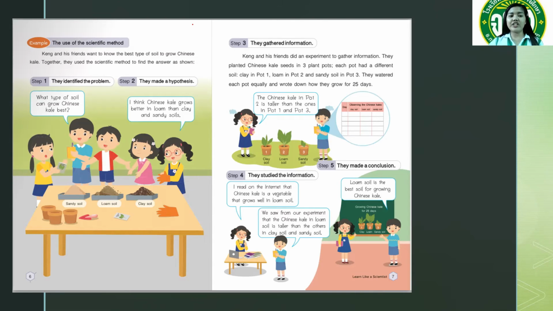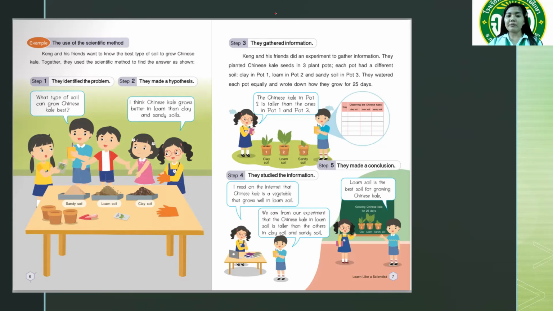All right, so the first step is to identify the problem. So the first one is you are going to ask a question, right? What type of soil can grow Chinese kale best? Next, step 2 is making a hypothesis. So they made a hypothesis. I think Chinese kale grows better in loam than clay and sandy soil, says his friend.